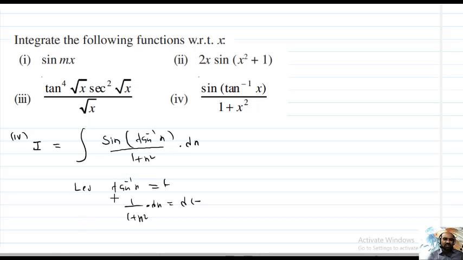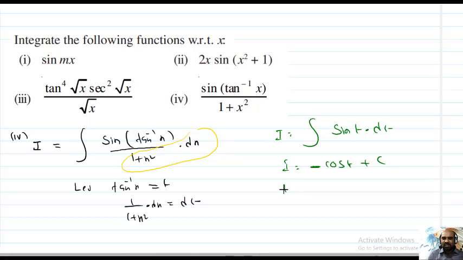Understood? So instead of this, I can write dt. Now I becomes the integral of sine t dt only. That is minus cos t plus c. I equals minus cos of tan inverse of x plus c. This is the answer for the problem. Or sometimes you can write cos also in terms of tan, then you will get the answer in terms of x only. That is not a big problem. In this way you can solve this problem.